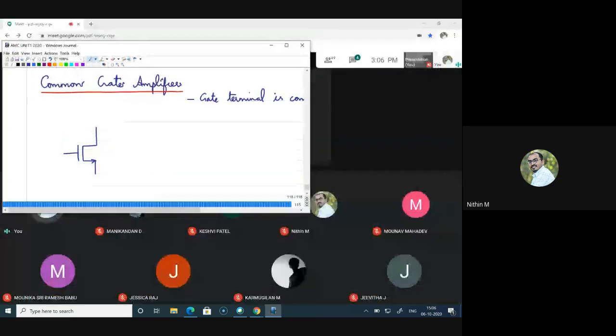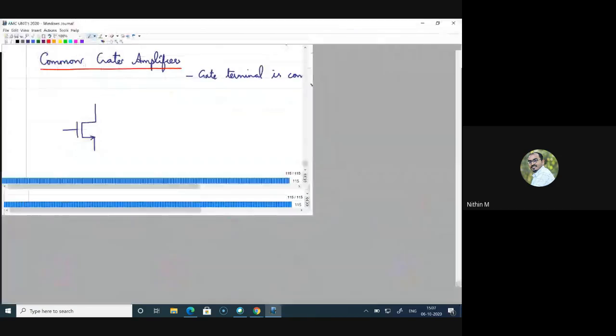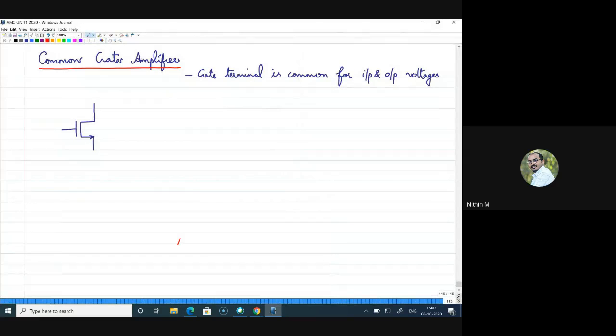Otherwise, we have to provide a DC voltage to the gate. I hope that is clear, because unless we give a DC voltage, the other conditions for the transistor must be satisfied: your VGS should be greater than VT and your VDS should be greater than or equal to VGS minus VT. These DC conditions should be satisfied in order to operate the transistor in saturation. So this is very important. That means we have to bias the gate voltage; we will connect a DC voltage to the gate.